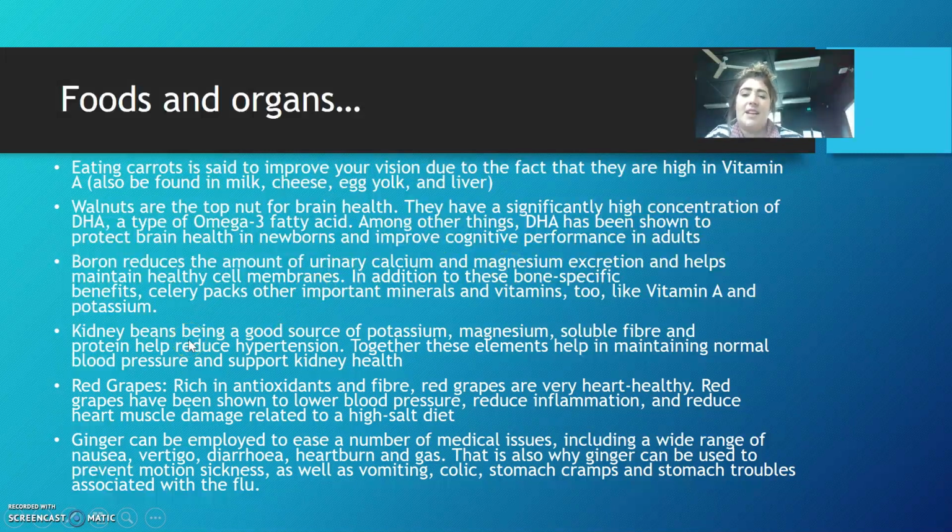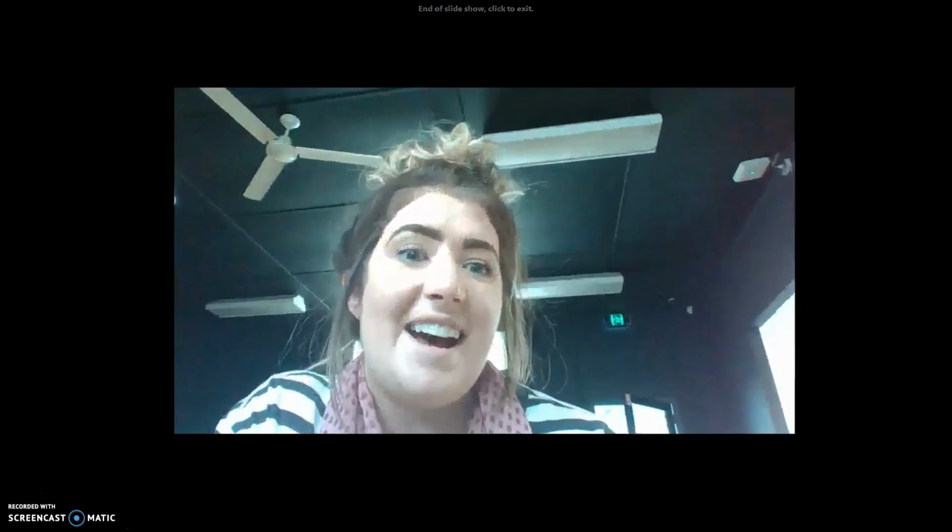Kidney beans are a really good source of potassium and help with your kidney health. Red grapes are really high in antioxidants and really good for your heart. That's why people drink red wine, I think. And ginger is really, really good for your stomach. And that's all for me for now.